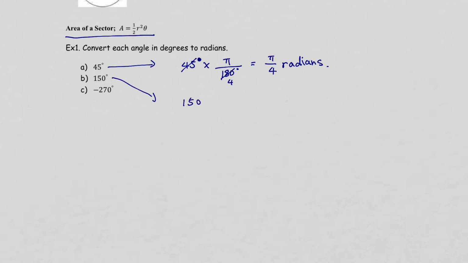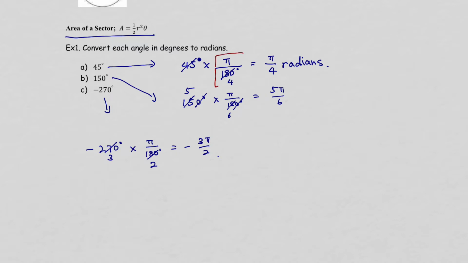Same thing, if we have 150 degrees, multiply by pi over 180 degrees, so that degrees will cancel out. 3 goes into 15 five times, and into 18 six times, which gives you 5 pi over 6 radians. Even the negative angle, the degree is the same, multiply by pi over 180. 90 goes into 180 twice, and 3 times, so it gives you negative 3 pi over 2. So again, you multiply by pi over 180 degrees to convert from degrees to radians.